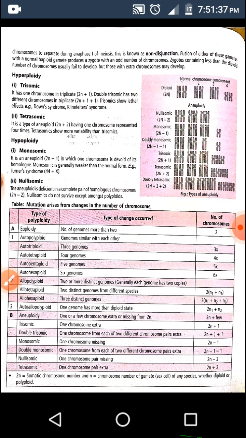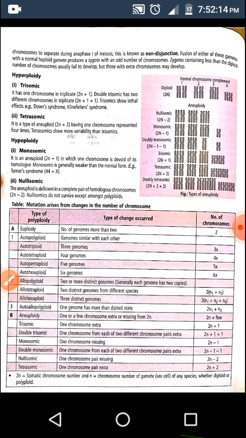This trisomy will be seen in individuals showing Down syndrome, who have one extra chromosome on the 21st chromosome set. Trisomy of the 21st chromosome is called Down syndrome, where we mainly see 47 chromosomes instead of 46.